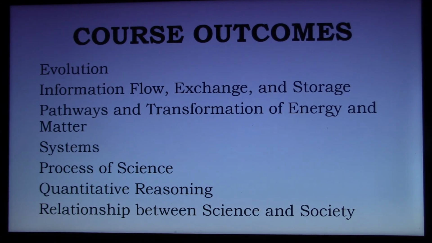The course outcomes overall for this course are evolution, information flow, exchange, and storage, pathways and transformation of energy and matter, and systems. A lot of people are taking a systems approach nowadays. Then the process of science, quantitative reasoning, which is also a core learning ability, and the relationship between science and society. So all of these should be focused on in various amounts throughout the course.